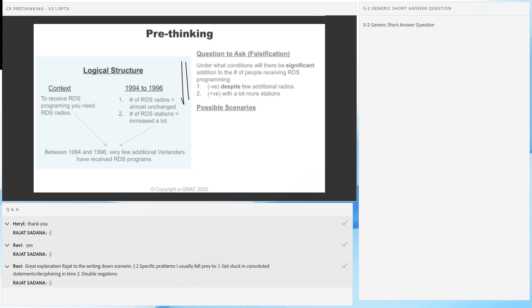Okay, so we're going to ask the same question. Under what conditions will there be a significant addition to the number of people receiving RDS programming? Which means way more Verlanders receive RDS programming, despite the fact that we have very few additional radios, but we have a lot more transmitting stations. Can you tell me some possible scenarios in which my conclusion will break down?